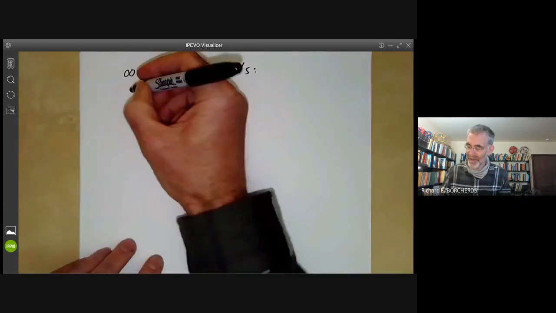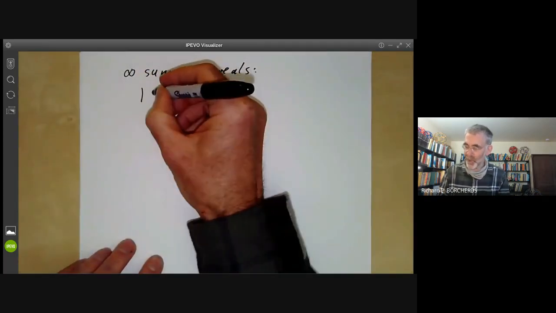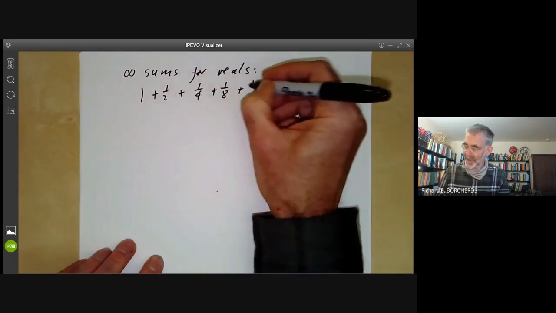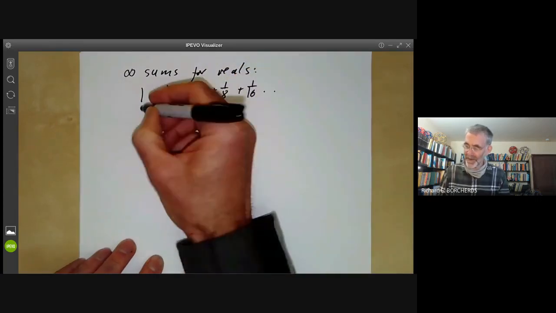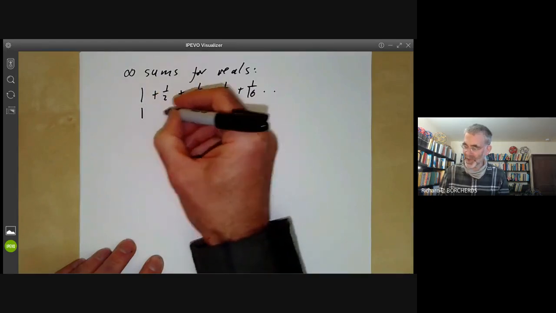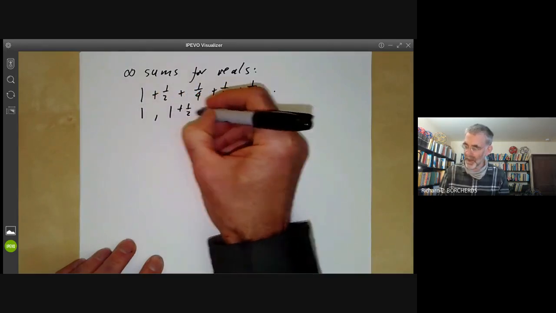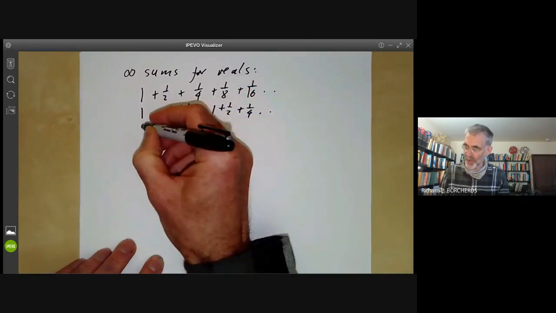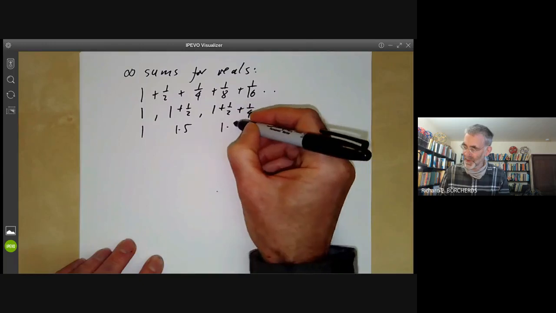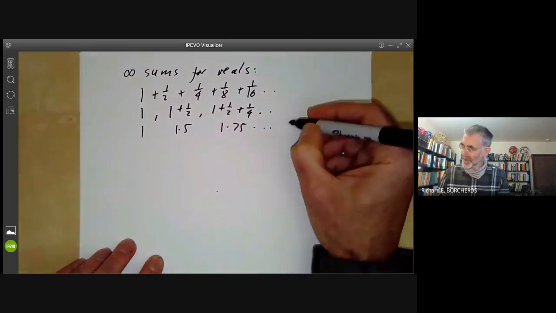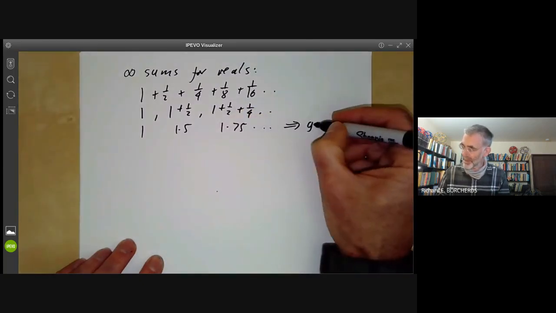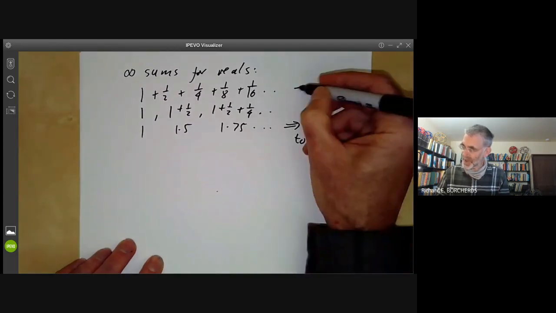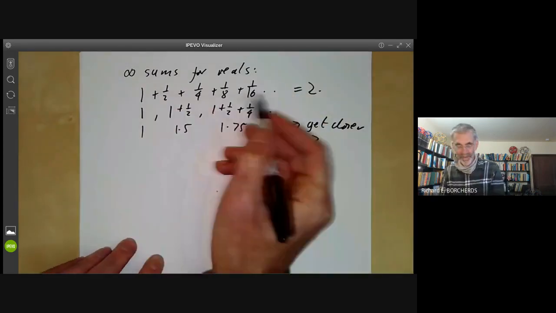And there are various infinite sums you can have. For instance, you can take the sum 1 plus a half plus a quarter plus an eighth plus a sixteenth. And the way you define this is you look at the sequence of partial sums: 1, 1 plus a half, 1 plus a half plus a quarter. So this is 1, 1.5, 1.75, and so on. And these numbers get closer to the number 2, which is the sum of this infinite series.